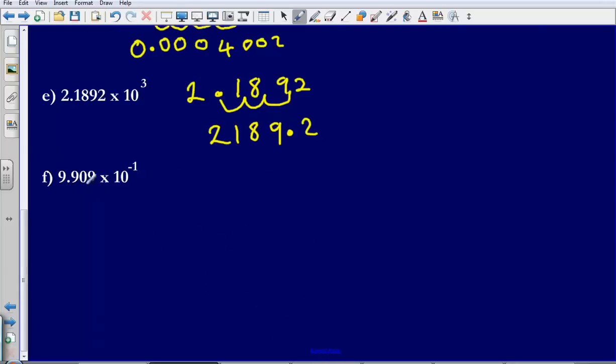Last one, I've got 9.909, so I write that out. And it's times 10 to the power of negative 1, so I'm moving that decimal point backwards by 1 place, and so now it is going to be there, and so what I end up with is 0, so my decimal point is now there, 0.9909, and that would be my final answer.